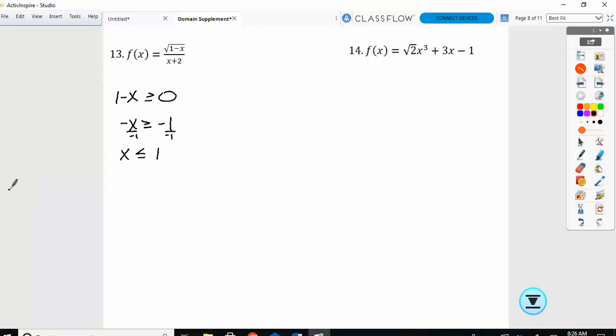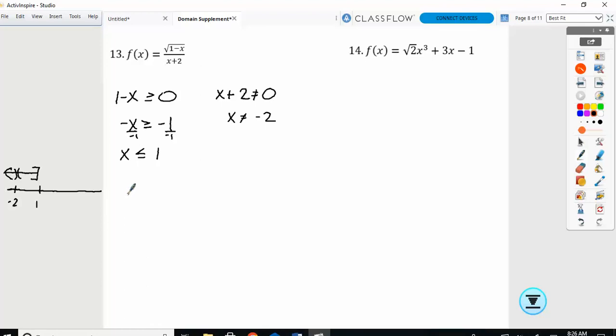Okay, so far, especially when you have multiple pieces that you're putting together, a number line can help. I know for that radical, I can only plug in numbers smaller than 1. This one, if I have a fraction, I know that the bottom cannot be 0. So x can't be negative 2. So it has to be smaller than 1, but I can't have a negative 2. So what I'm going to have to do is stop it at negative 2 and pick back up.